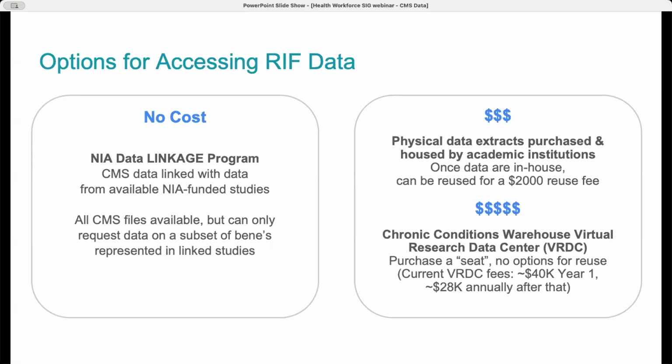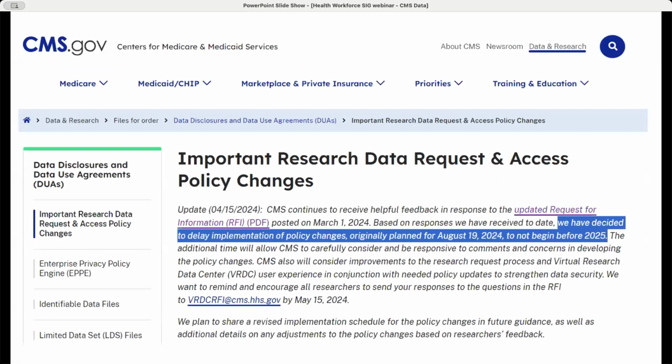It's extremely expensive. These are the current VRDC fees right now: $40,000 in the initial year of your study, and then $28,000 annually after that. If you're not aware of the decision, CMS just came out this year and said they were going to do away with academic institutions being able to purchase and house their own data out of security concerns. And they were going to make everybody go and work on the VRDC instead.